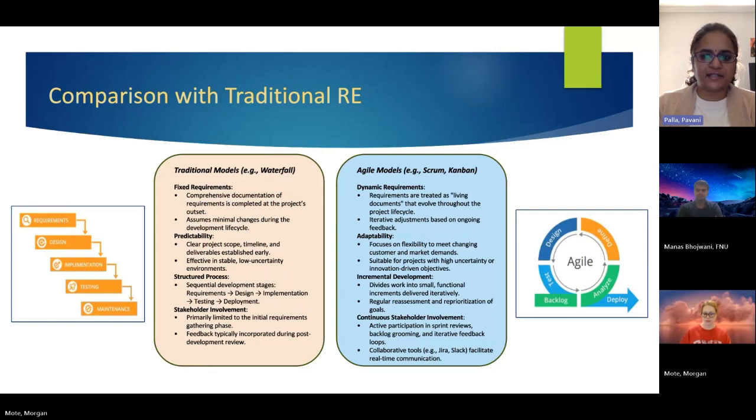However, this rigidity hinders adaptation to new information in dynamic industries, causing misalignment. In contrast, Agile treats requirements as flexible, evolving documents, allowing teams to adapt to changes in stakeholder needs, market demands, or technological advancements without derailing the project.